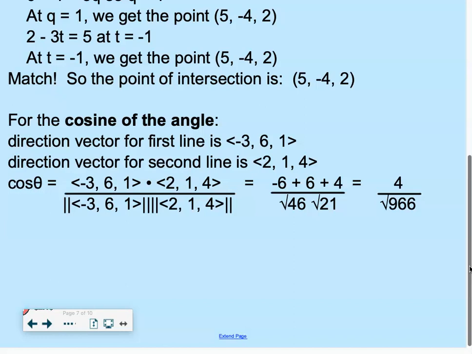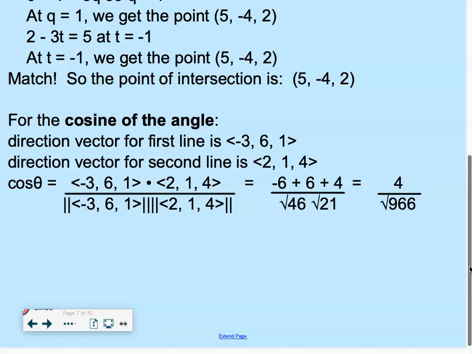Did you get that? I thought you said you got that. No, I did not do that. Don't forget this formula because you're going to use this a lot. The cosine of the angle between two vectors is just their dot product over the product of their magnitudes.